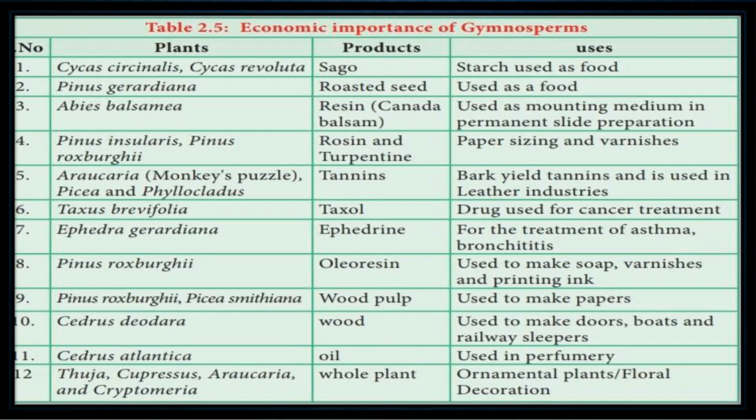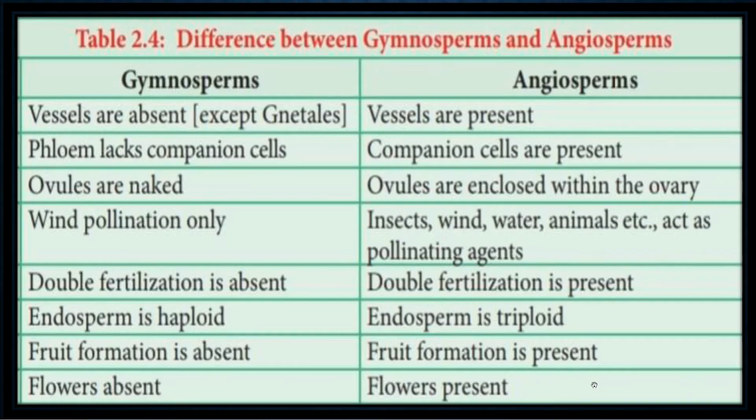Cedrus deodara: the wood is used for making doors, boats and railway sleepers. Cedrus atlantica: the oil from this is used in perfumery. Thuja, Cupressus, Araucaria and Cryptomeria are grown as ornamental plants and for floral decoration.